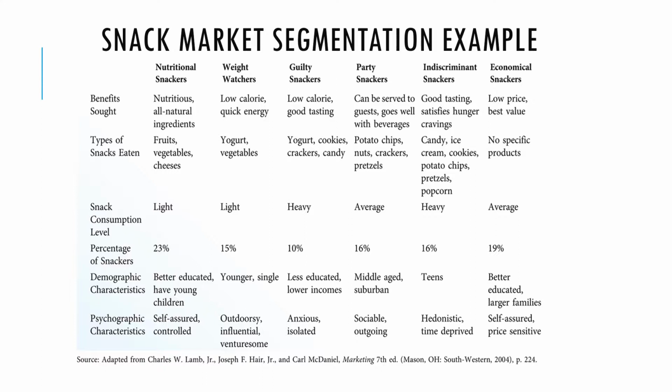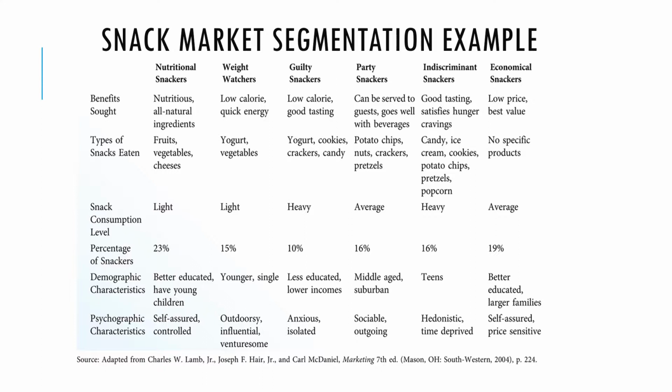And they consumed all the data inputs, from sales data to consumer behavior, surveys to social media. I'm sure they did a wide variety of consumer insight analysis to develop these segments based on all types of data inputs. So therefore, they were able to talk about the types of snacks they knew each segment would like: fruits and vegetables and cheeses for the nutritional snackers. Go over to the guilty snackers. This segment likes yogurt, cookies, crackers, candy.